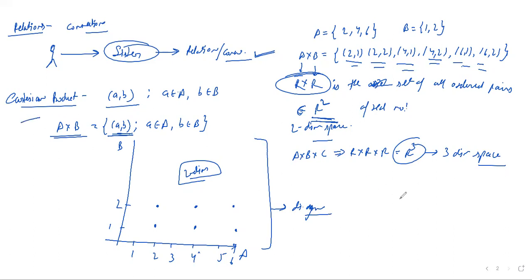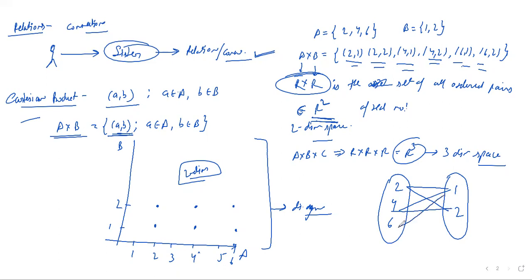We can also represent it like this: I have a set A with 2, 4, 6 and a set B with elements 1 and 2, where 2 is producted with 1 and 2, 4 is with 1 and 2, and 6 is with 1 and 2. So this also can be represented like this.